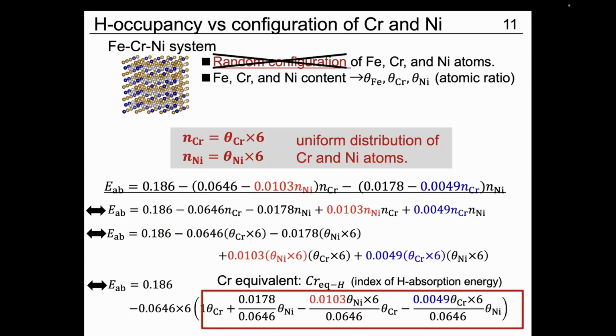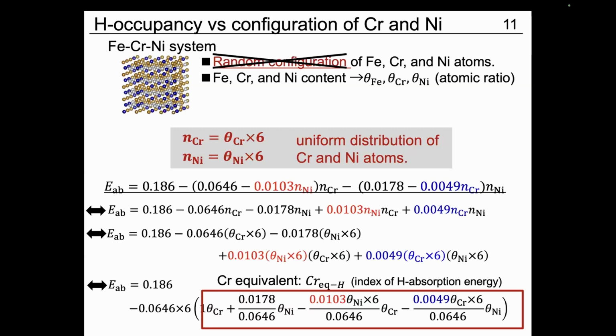In this study, we assume the random configuration of these atoms. However, the actual austenitic alloy has a different configuration because of different heat treatment conditions. In order to consider the influence of the atomic configuration on the hydrogen solubility, we calculated the hydrogen occupancy of the ternary system with uniform distribution of chromium and nickel atoms by using two equations.